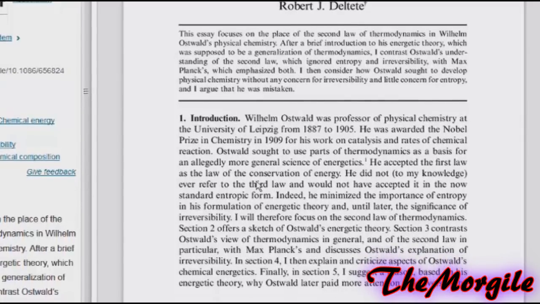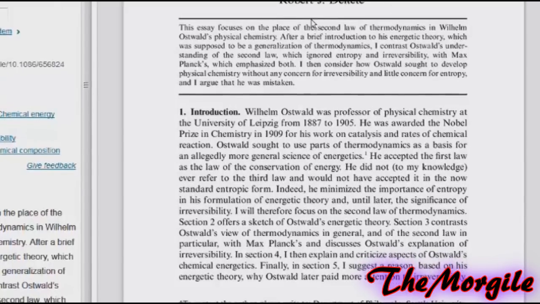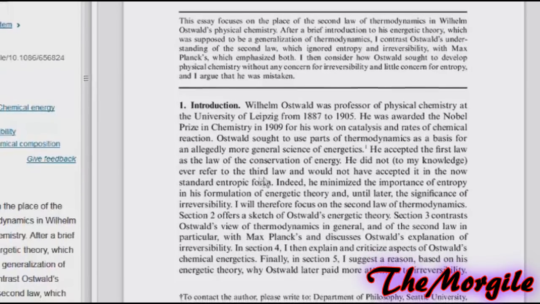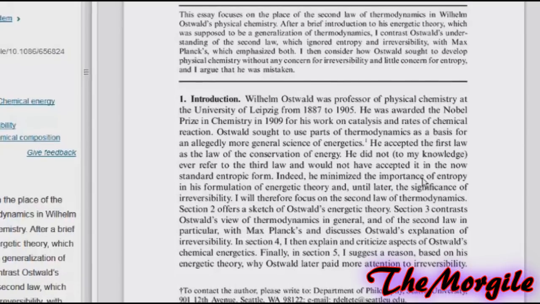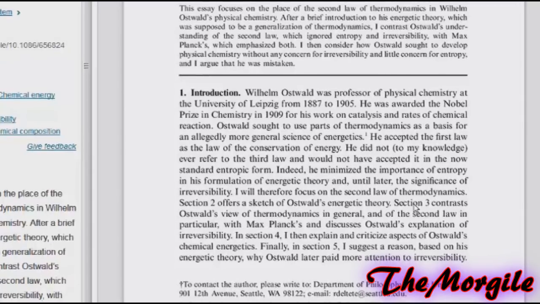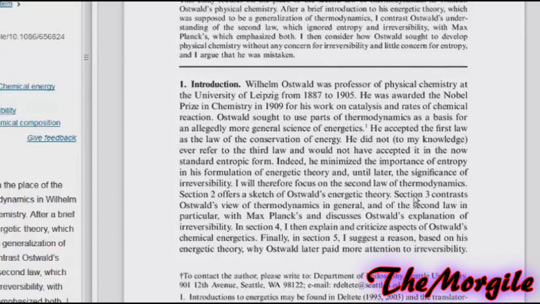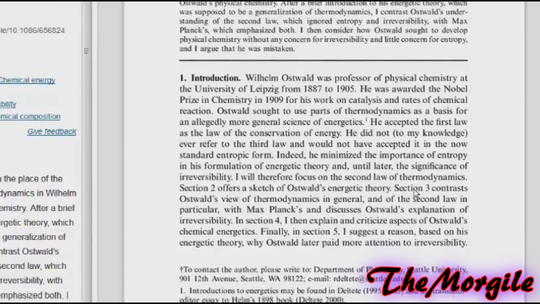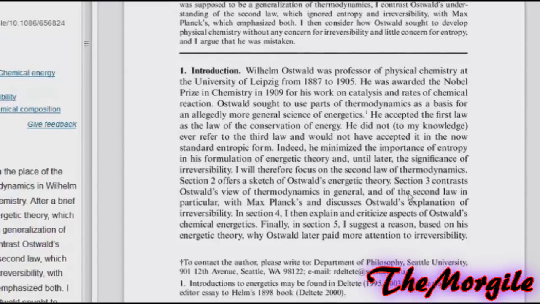He did not, to this author's knowledge, ever refer, and the author was Robert J. Deltete, to the third law, and would not have accepted it in the now standard entropic form. Indeed, he minimized the importance of entropy in his formulation of energetic theory, and until later, the significance of irreversibility. I will therefore focus on the second law of thermodynamics.